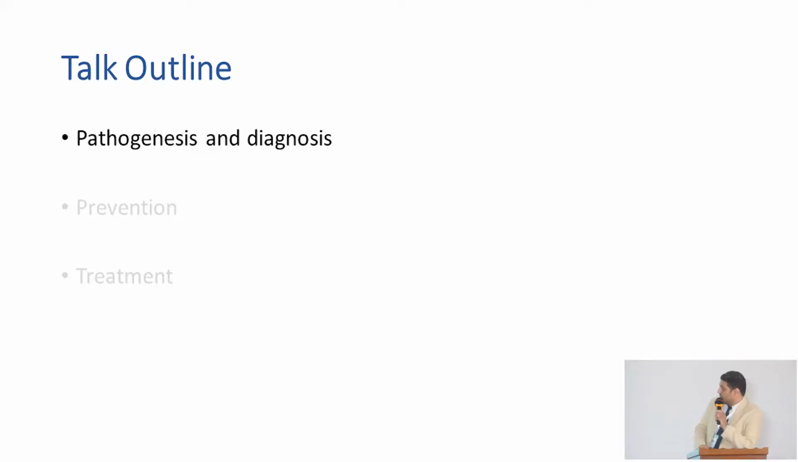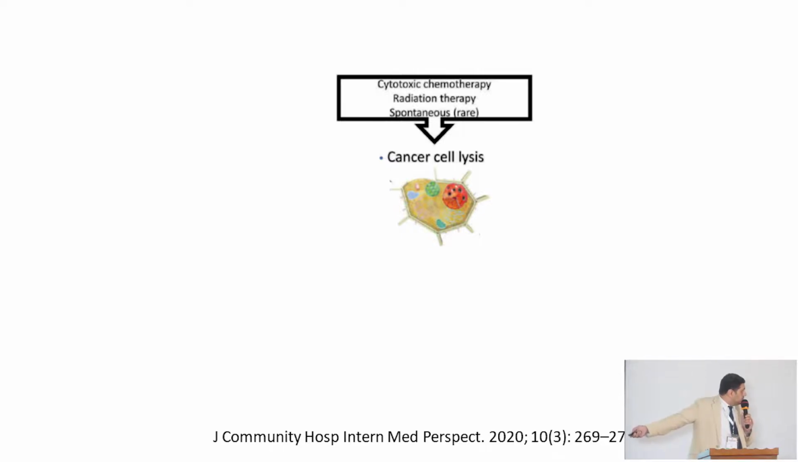Okay. This is my talk outline. Actually, I will talk at the very basic level. I will talk about pathogenesis and diagnosis, prevention and treatment. I will start with pathogenesis and diagnosis. It's all about the cell of the tumor, cancer cell lysis.